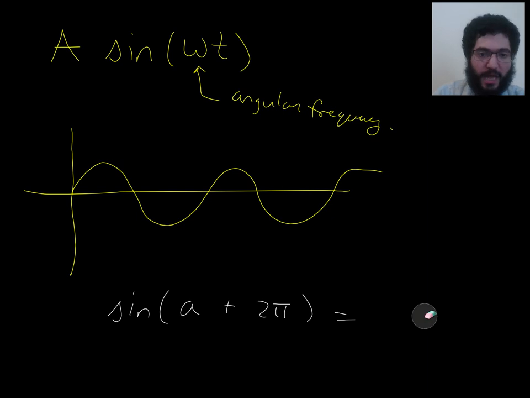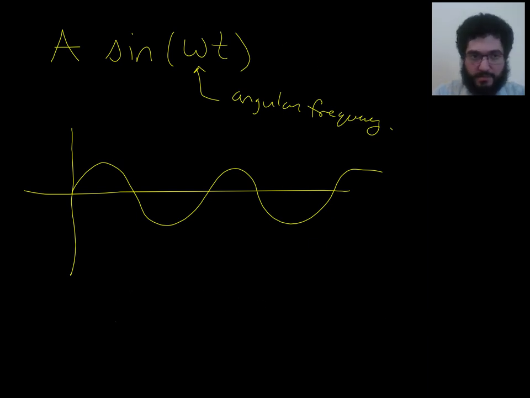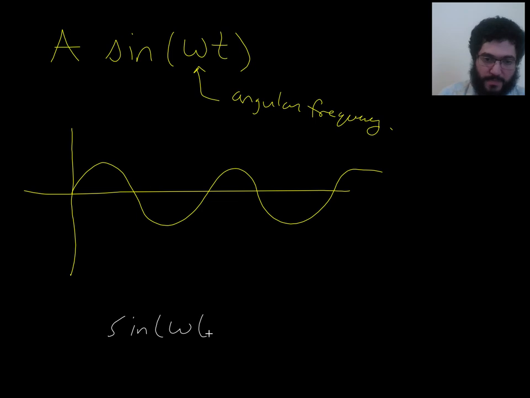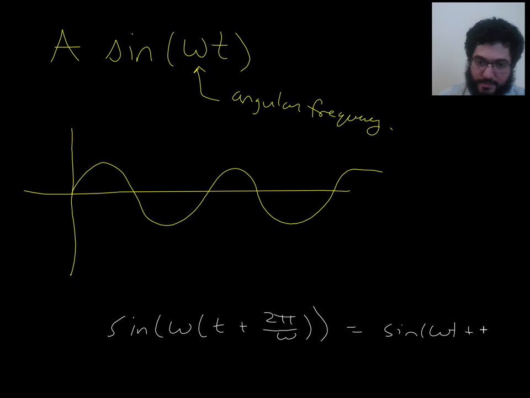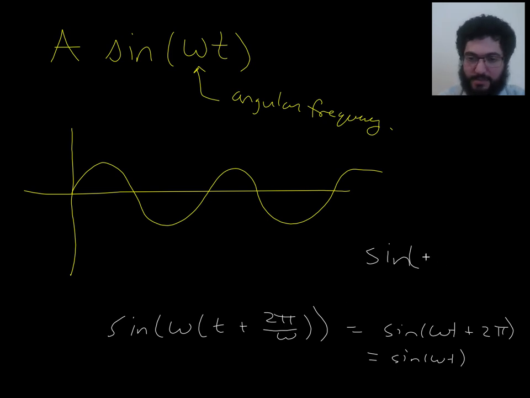So what would I have to add to t? How many units of time would I have to add to get the sine to repeat itself? Well, if I add 2 pi over omega units of time to t, then when I distribute, the omegas cancel and I get sine of omega t plus 2 pi, which is sine of omega t. So the sine function, sine of t, repeats itself every 2 pi. Sine of omega t repeats itself every 2 pi over omega.